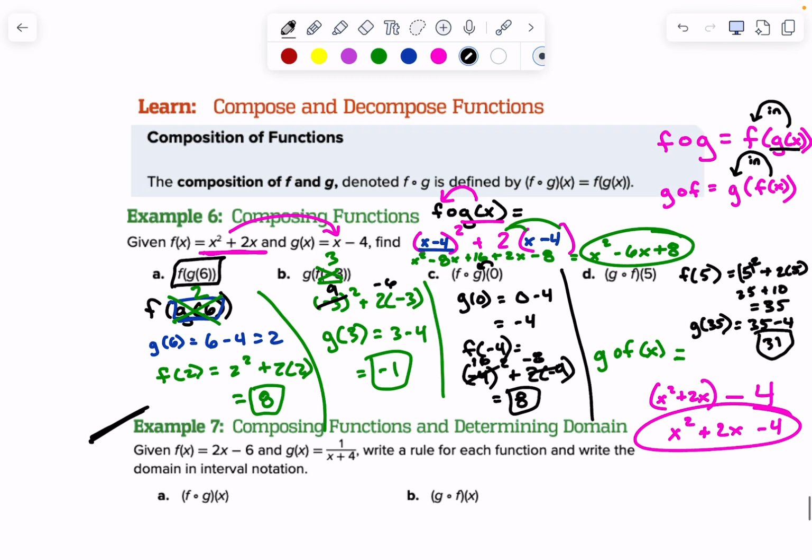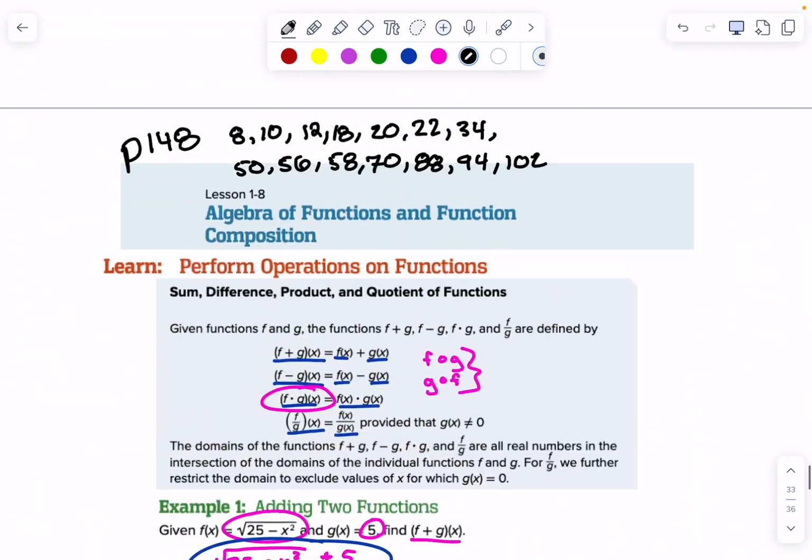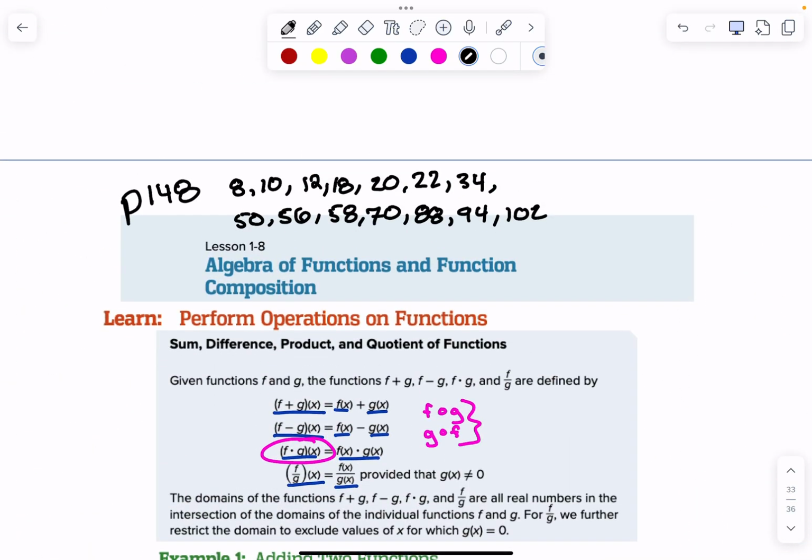Because we didn't get all the way through the compose and decompose functions. I don't know where we're at here. Homework 148. Compose and decompose functions, I did. You should be able to do, I don't know, up through 58. Let's go up through 58. Stop right here.